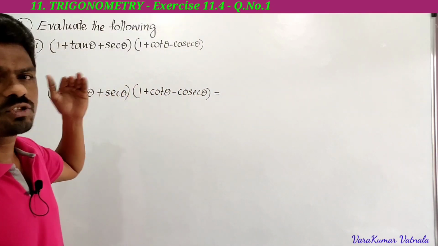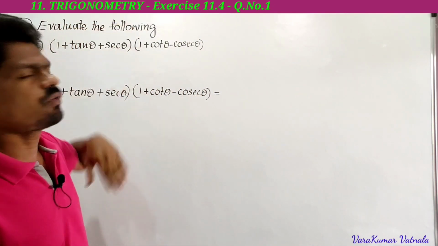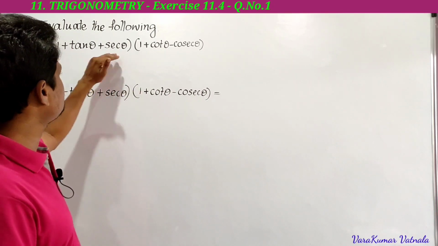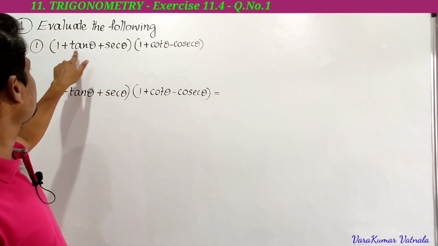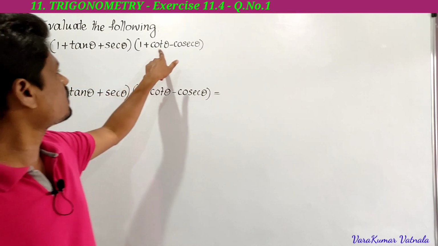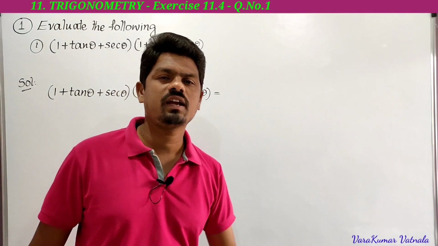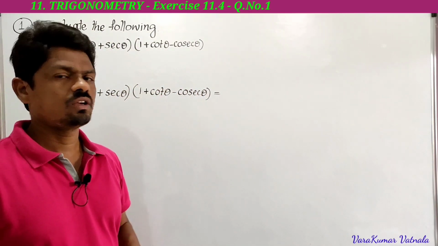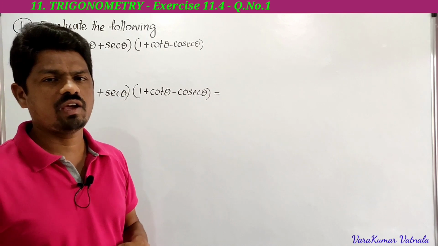So this is the first problem. Evaluate the following. There are 3 bits in the first problem. This is the first bit: (1 plus tan theta plus secant theta) into (1 plus cot theta minus cosecant theta). So he is asking to find the value of this. Evaluate means we have to find the value.